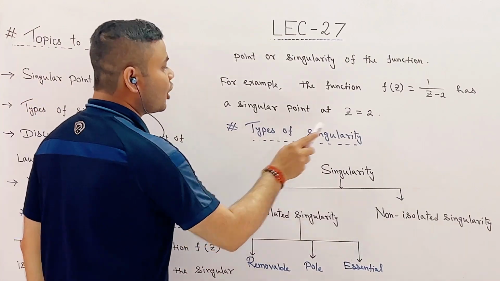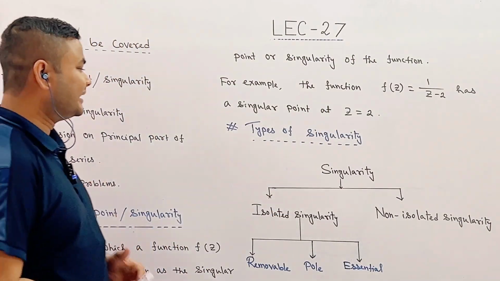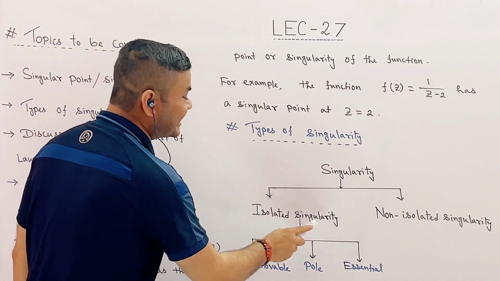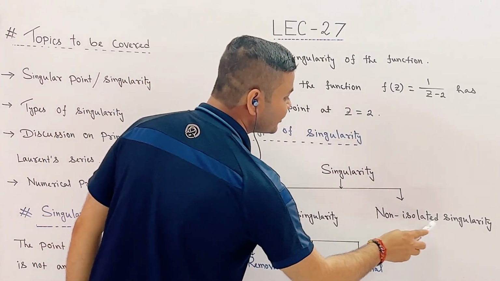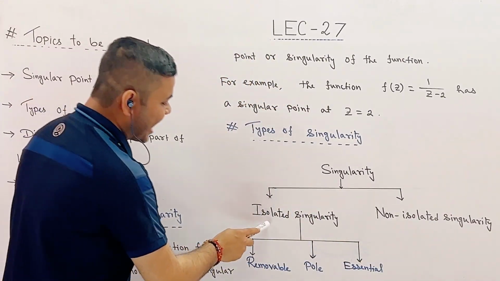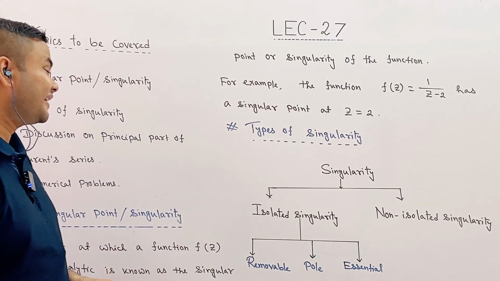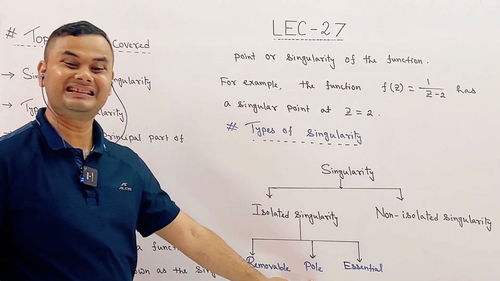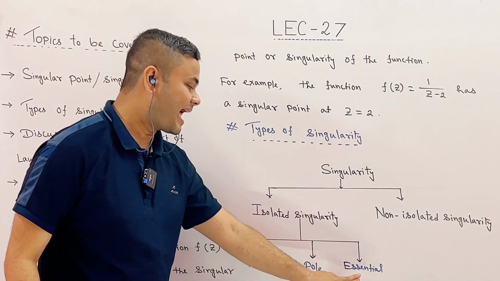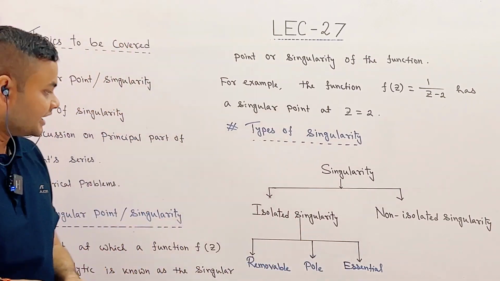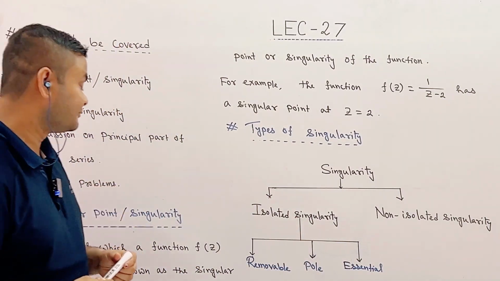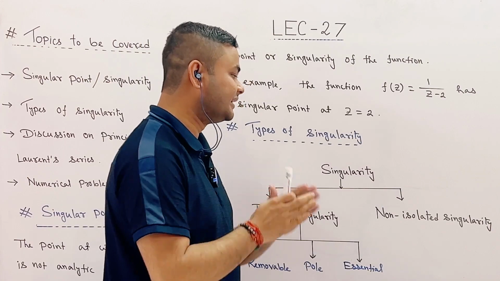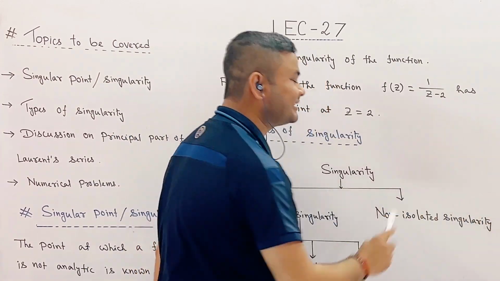Next, types of singularity. Students, broadly, singularity is classified into two categories. First one is isolated singularity and second one is non-isolated singularity. Again, this isolated singularity is further classified into three categories. First one is removable isolated singularity, second one is pole, and third one is essential isolated singularity. In this video, I will give detailed explanation on isolated singularity only, and in next video I will give detailed explanation on non-isolated singularity. Okay?